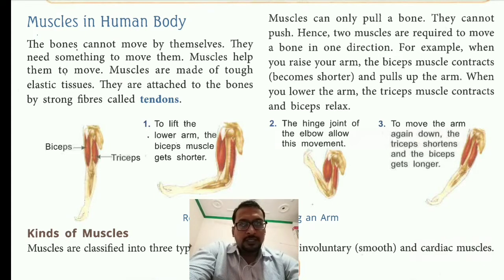So as you can see in the picture, number 1 point, to lift the lower arm, the bicep muscle gets shorter. The hinge joint of the elbow allows this movement. Okay. Then number 3, to move the arm again down, the tricep shortens and the biceps gets longer.